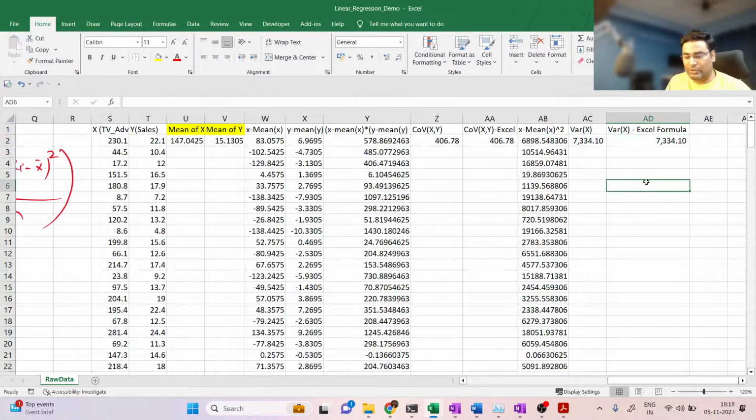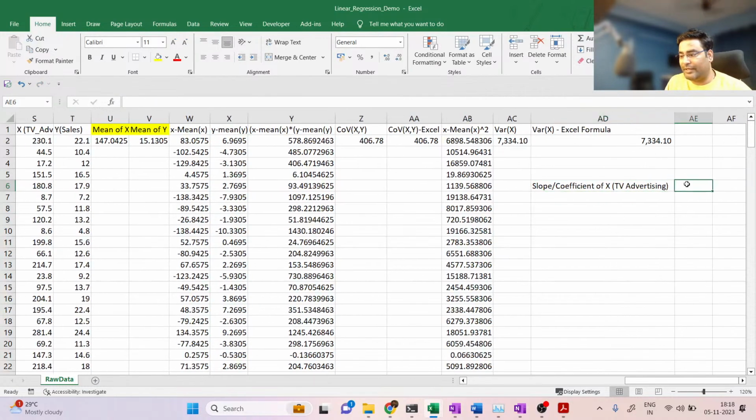Once you have this, then you can write what is your slope, or we also say coefficient of X. In this case, it will be TV advertising, by using the formula which I have given, and that is covariance of XY divided by variance. So what does my beta 1 hat come to? This 0.06. It looks a little off, but it's okay. This is what it is, right?